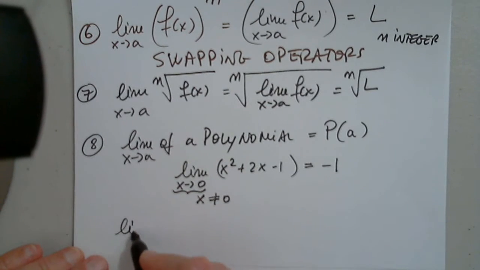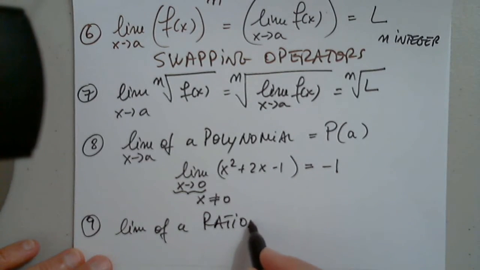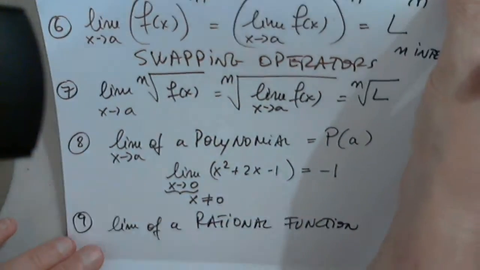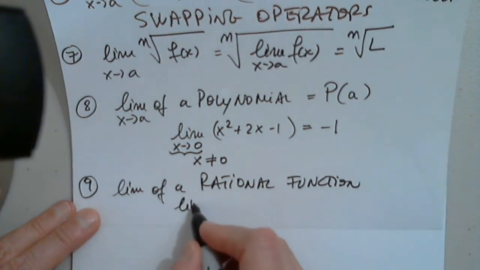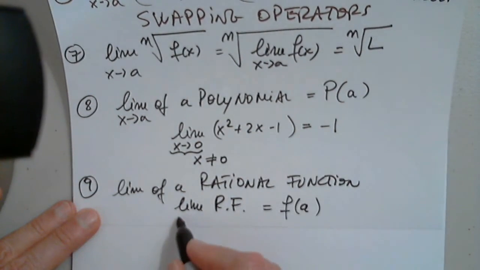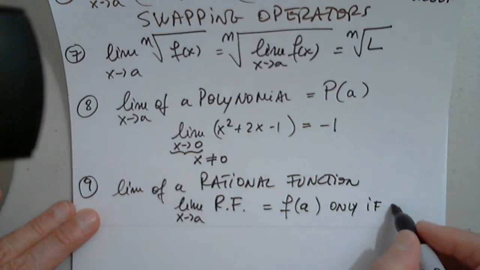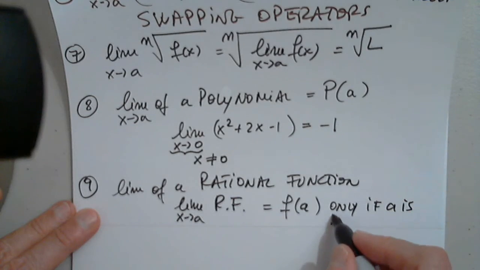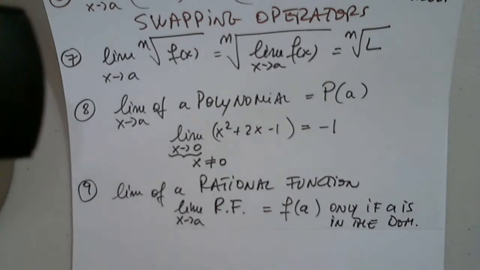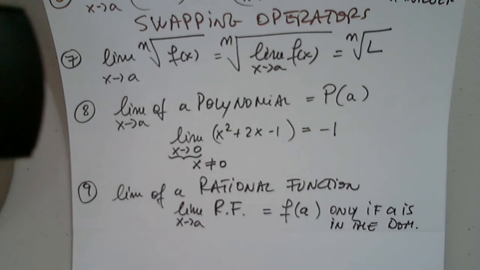Same thing with the limit, so if you want number 9, of a rational function. So the limit of a rational function, same thing, f of a, only if a is in the domain of f of x. If it isn't, I cannot plug it in. It means that I have to find another way to find the limit.